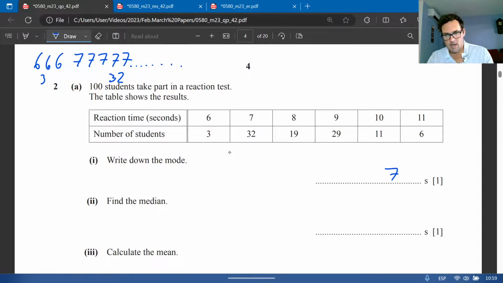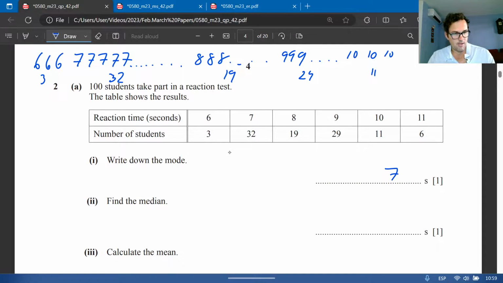Then we need to put the 8s, and of them there will be 19. Then we put the 9s, there were 29 9s. Then we'll write the 10s. Everybody that got 10, there will be 11 of them. And at the far end, we'll have 6 people that were the slowest, so we'll have 6 11s. So they're all lined up, fastest reaction time to slowest reaction time.